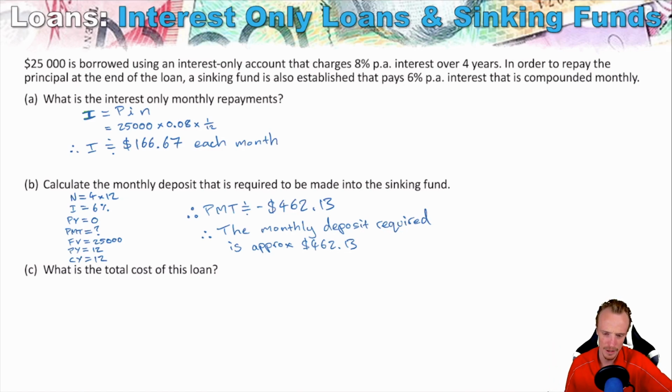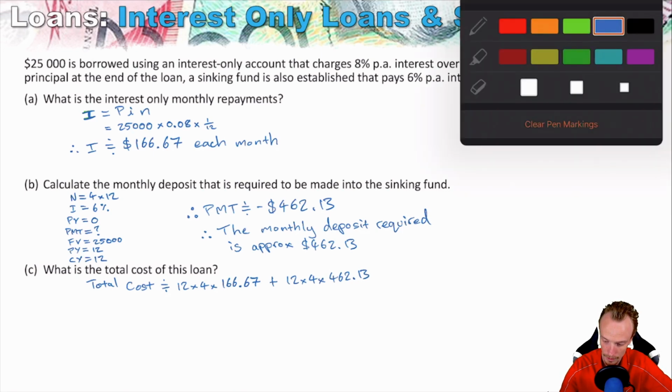So the next thing we need to consider is, well, what's the total cost going to be to us? Because you've got to remember that this isn't money that we're going to be spending on anything other than just repaying the loan still. So what's the total cost going to be? So total cost, this is a common calculation we get asked during these, is going to be approximately equal to, we're making monthly repayments, so it's 12 for 4 years, of $166.67 plus monthly repayments for 4 years of $462.13.